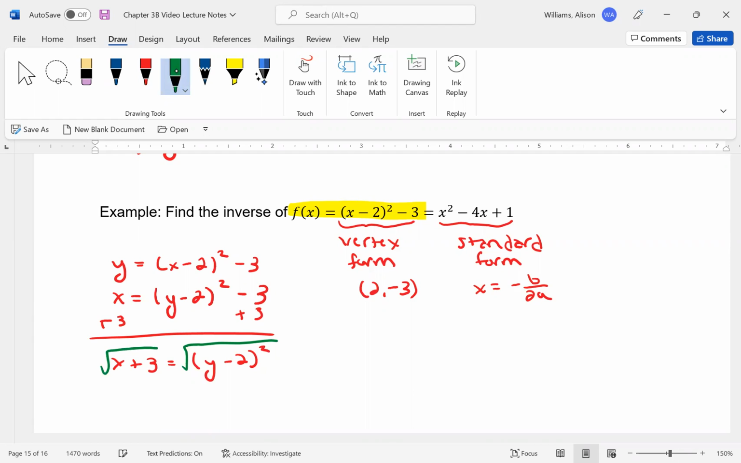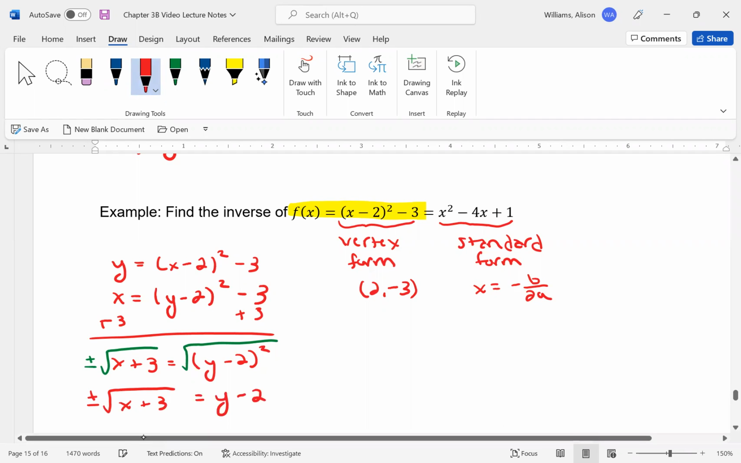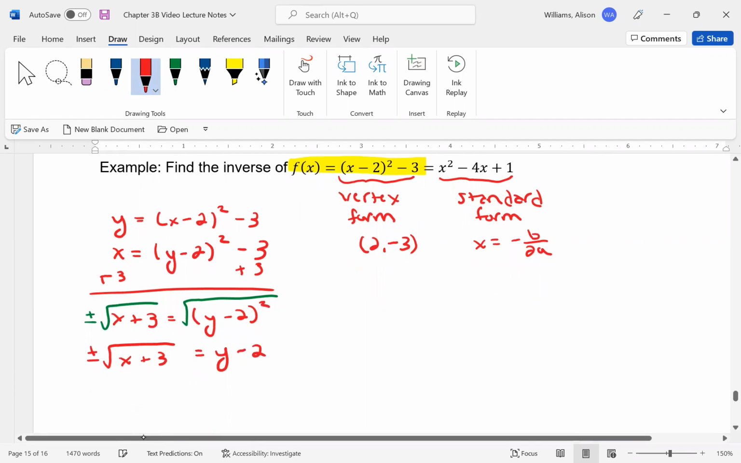When I take the square root, that introduces a plus or minus in front. So I have plus or minus the square root of x plus 3, and now I just have y minus 2. Then I'm going to add the 2, and I'll put that in the front. And there we go. Now, I'm going to pause because I ignored the second fact.